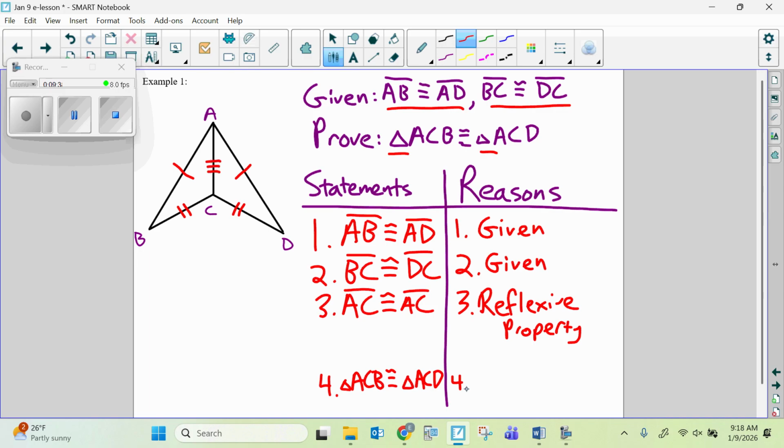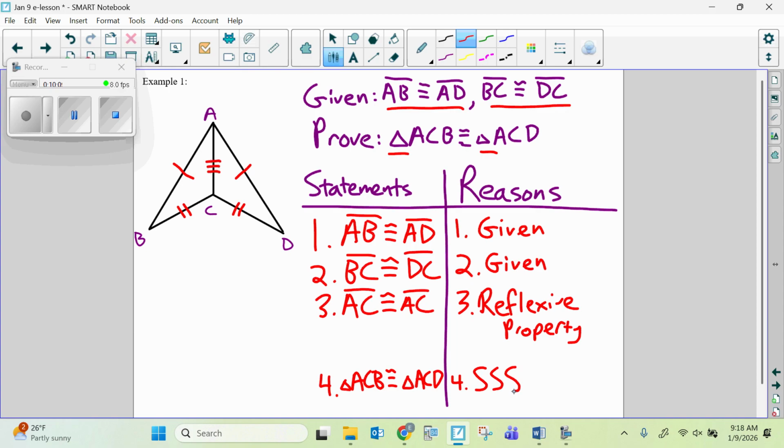Now again, we need a reason. We have to have a solid reason why we know for sure that these 2 triangles are congruent. So again, we want to think to our 5 postulates. Which of the 5 postulates were we able to prove? Well, we were able to prove that these 2 triangles are congruent by, what's your guess? If you guessed SSS, you are correct. And there we have it. That's our very first two-column proof.